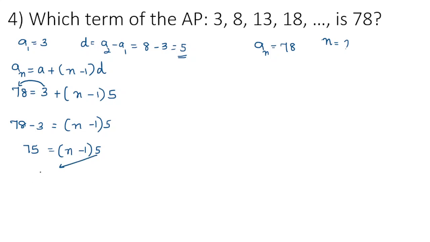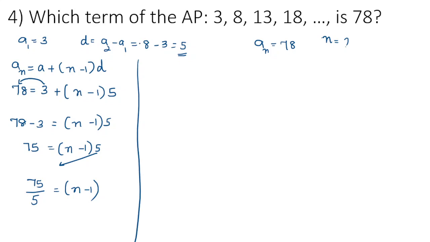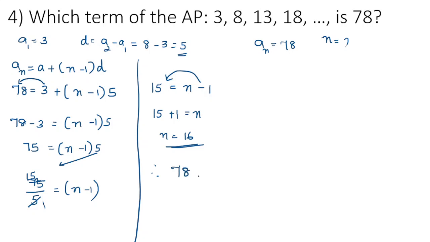So, this 5 goes down because as it is in the form of multiplication, whenever we transfer that form to the other side, it becomes division. So, 75 by 5 is equal to n minus 1. Now, what do we have to do? 5 ones are 5, 2 remains, 25, 5 threes are 15. So, 15 is equal to n minus 1. This minus 1 goes to the left hand side. 15 plus 1 is equal to n. N is equal to 16. So therefore 78 is the 16th term.